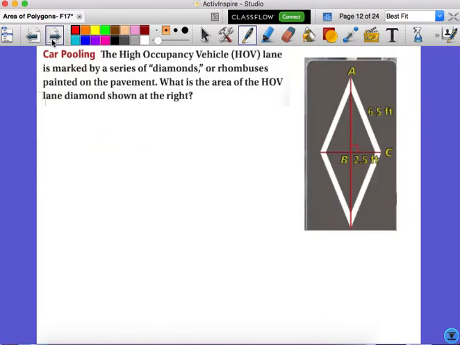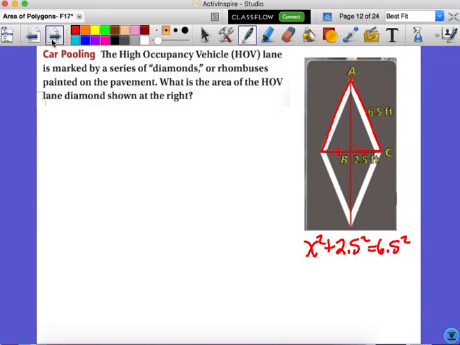So looking at what we have here, the high occupancy vehicle, or HOV, lane is marked by a diamond, which is really a rhombus, marked on the pavement. We want to find the area of the HOV lane diamond shown to the right. So with that, since this is a rhombus, remember that if this is 2.5, so is this. So if I want to find the area of that triangle at the top, I'm going to have to figure out that vertical height. So off to the side, I'm going to use the Pythagorean theorem to find that missing information.